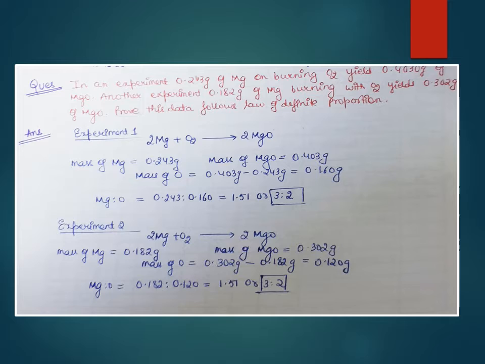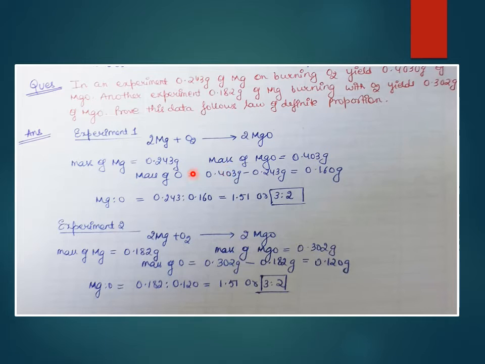Now, this is a numerical based on the law of definite proportion, which is there in your NCERT. It says that in an experiment, 0.243 grams of magnesium on burning with oxygen yields 0.4030 grams of magnesium oxide. That is, magnesium was burned with oxygen to give magnesium oxide: 0.243 grams of magnesium gave 0.4030 grams of magnesium oxide.